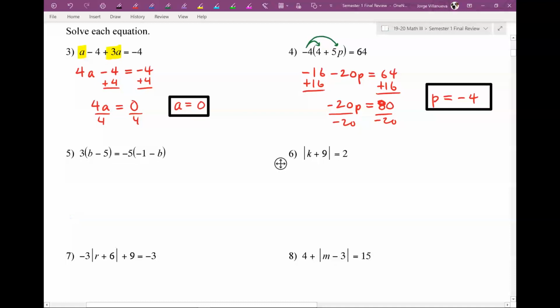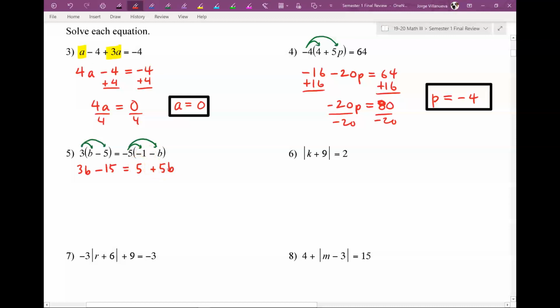Number 5, we're going to have to distribute again. Notice there's a lot of distribution in this test, okay? Because that should be a skill that you guys are good at. It shouldn't be anything that's really difficult to do. So to distribute the left side, we get 3b minus 15. And on the right side, we're going to get a positive 5 plus 5b.